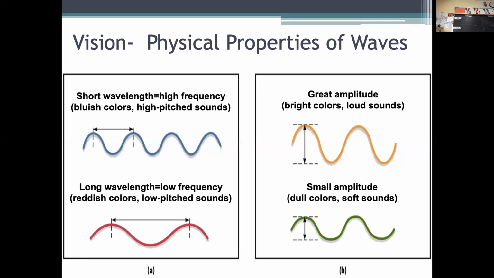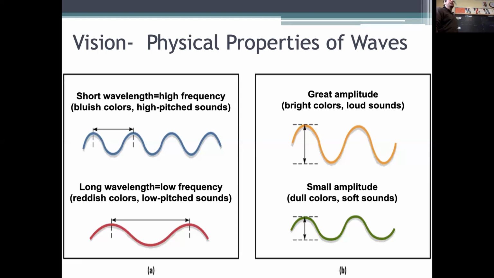Again, amplitude is just how high that wavelength is comparable to the line of equilibrium in the middle. And this might be more of a bright color. This is going to be a brighter color and louder sound, while small amplitude means dull color, soft sounds. So when you compare that to auditory processing, more tomorrow, and the anatomy of the ear, that's kind of what we're getting into.